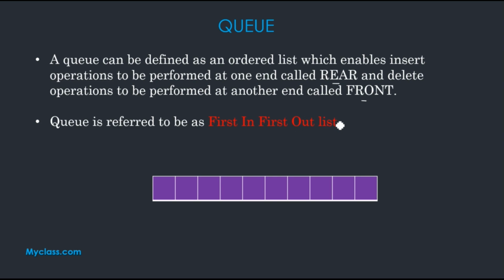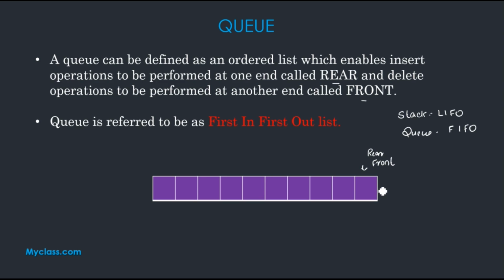Queues are referred to as a first in first out list, or first in first out data structure. We all know a stack is a last in first out data structure, but a queue is a first in first out data structure. So we can serve the very first element that came to our queue data structure. There are two pointers that enable the insert operation and the delete operation. These are our rear and front.